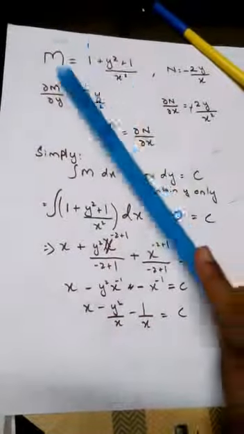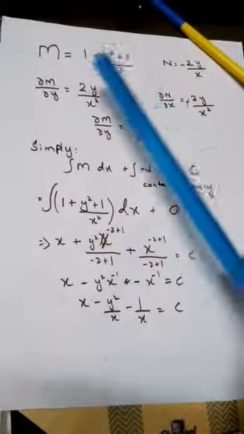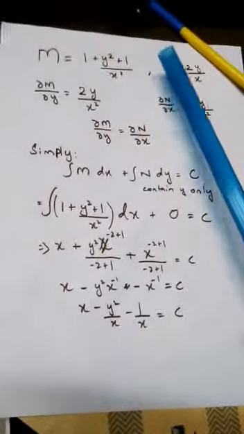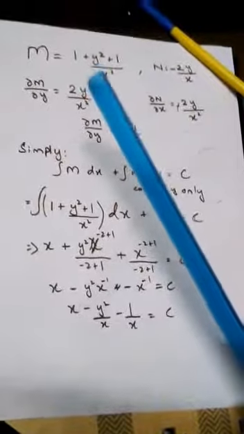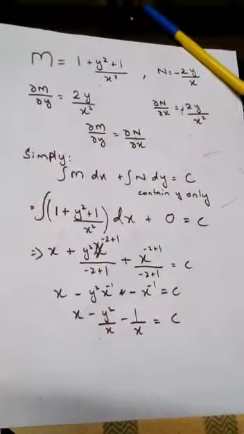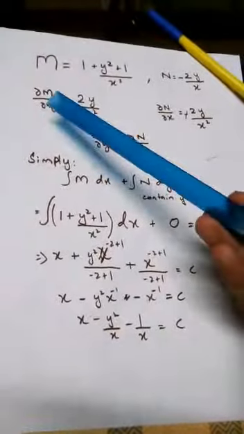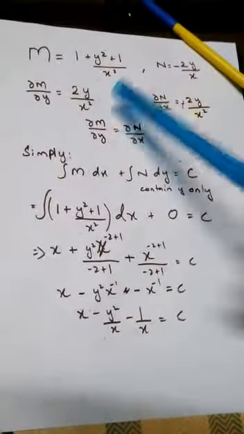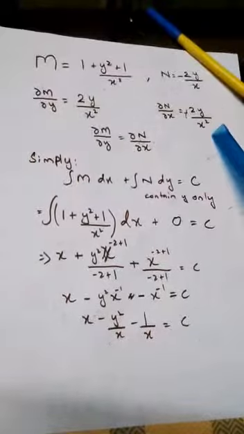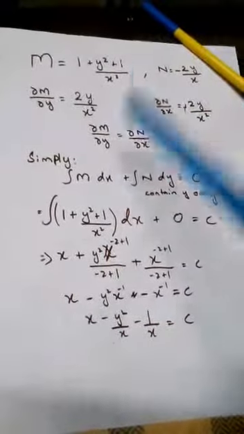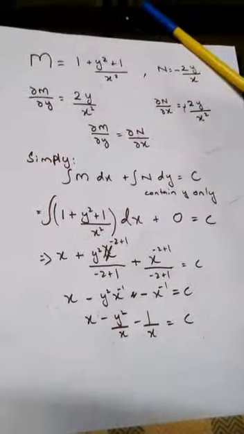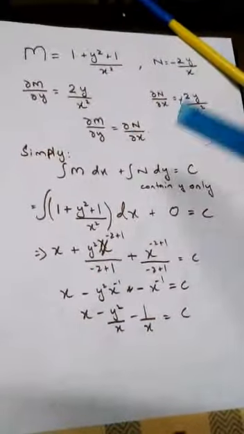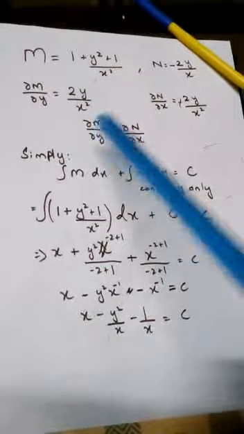Now again, similar to the last equation, we found M is equal to 1 plus y² plus 1 upon x², and N is minus 2y upon x. All we have to do is partially differentiate the equation of M with respect to y and N with respect to x. We will get 2 values, and we will find that both values are the same. It means now the last equation is an exact equation, because ∂M/∂y is equal to ∂N/∂x.